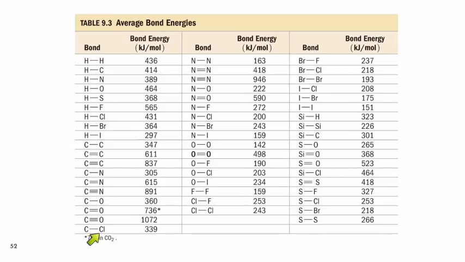So this table is in the chapter, and then there's also, I think in the appendix, there's an expanded table. There's one little odd thing in here. This carbon-oxygen double bond, the average bond energy is 736 kilojoules per mole, except in CO2. In CO2, it's 799. That's significantly higher, and CO2 is a very common reactant and product, and so they give it separately.